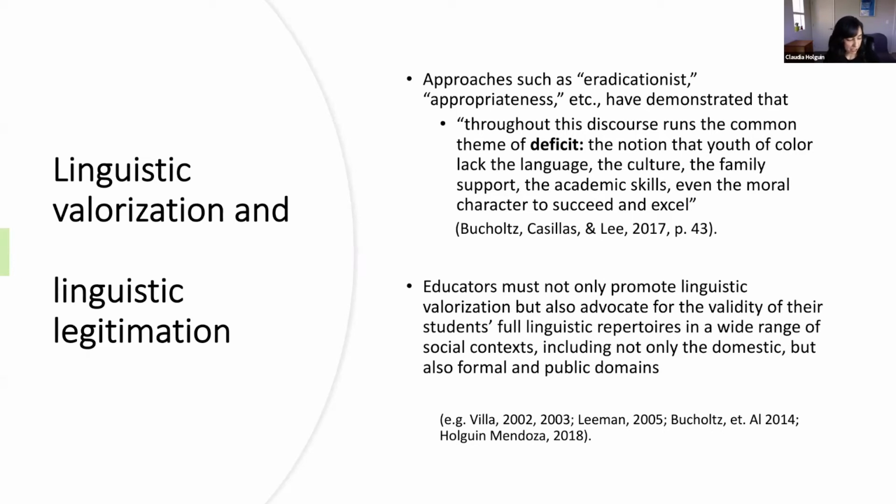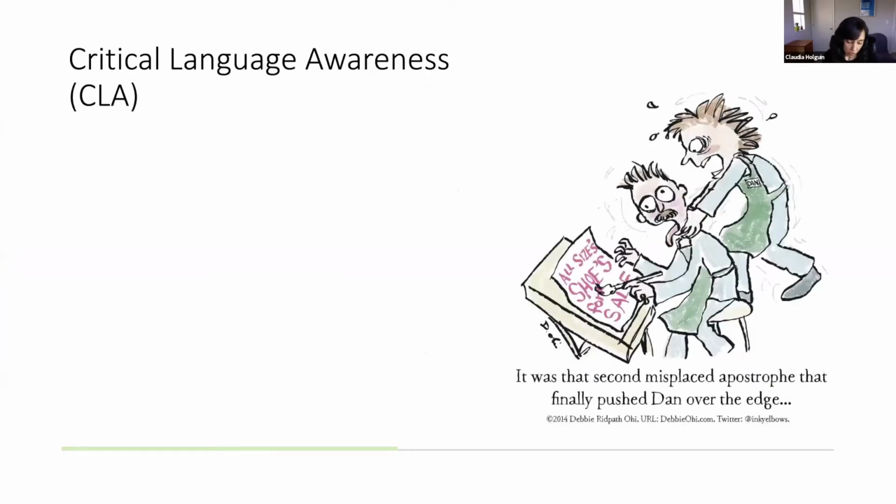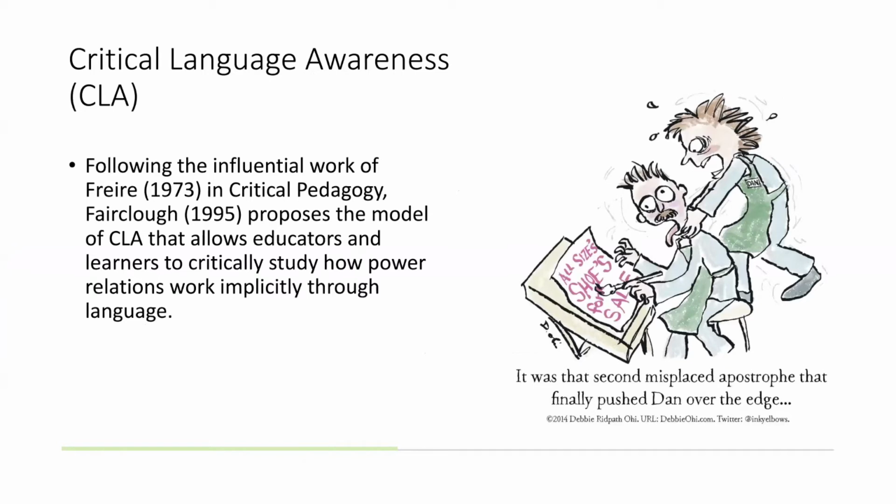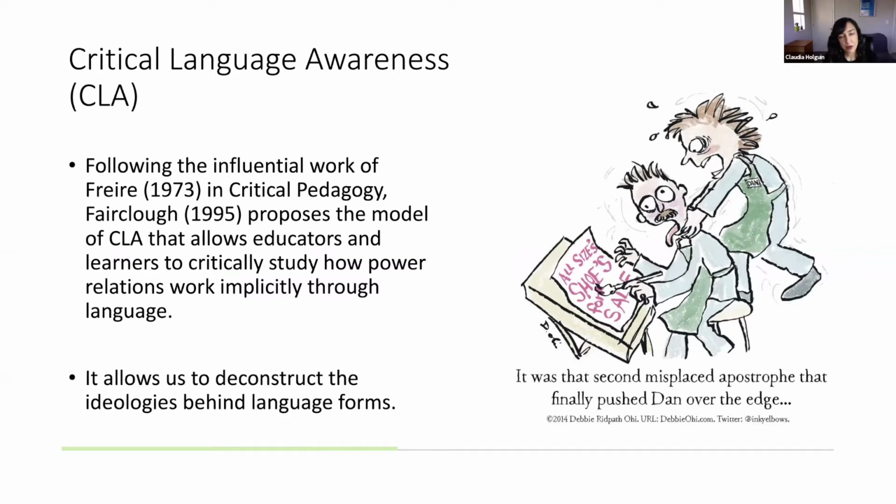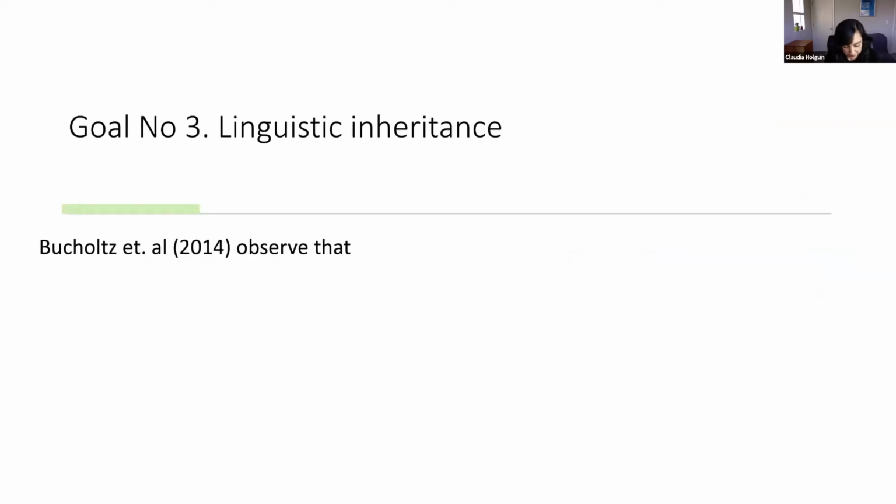And this is where there is a current debate. So Norman Fairclough proposes the model of critical language awareness that allows educators and learners to critically study how power relations work implicitly through language. Critical language awareness allows us to deconstruct ideologies behind language forms. And I will say that it allows us to deconstruct the emotions behind language forms, right? We are so invested emotionally in these forms as correct many times, and so many times we harm students because of this emotional investment in these ideologies.